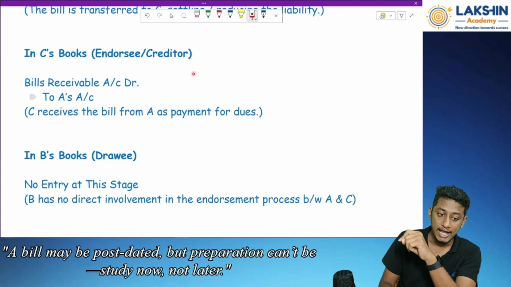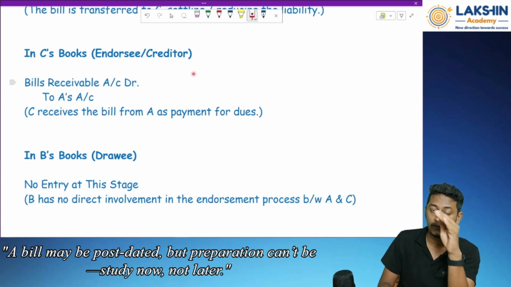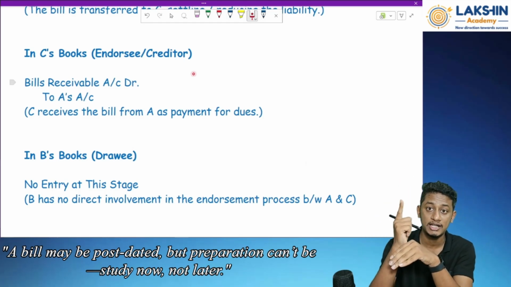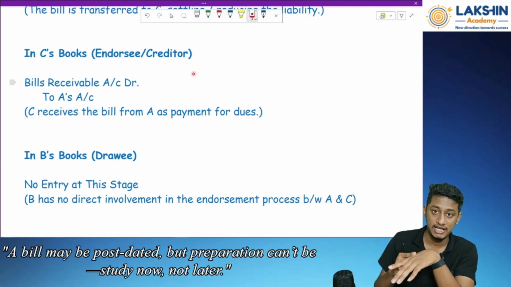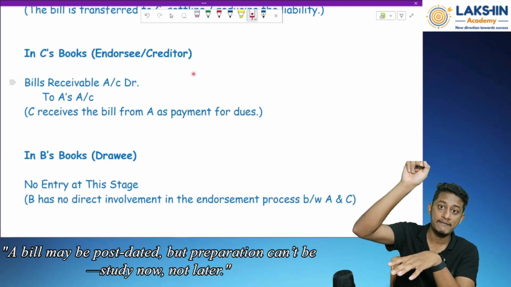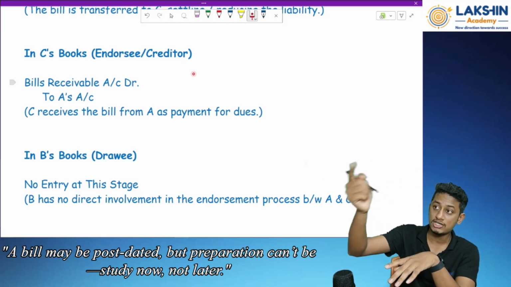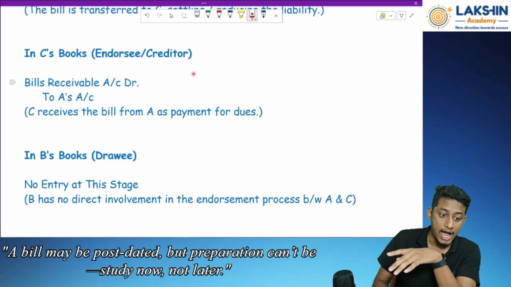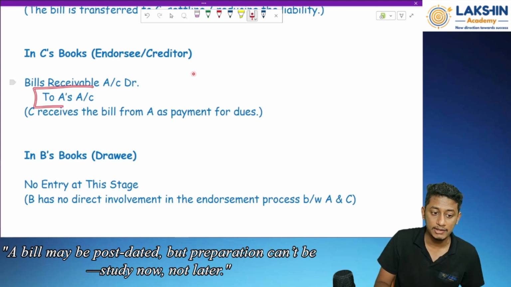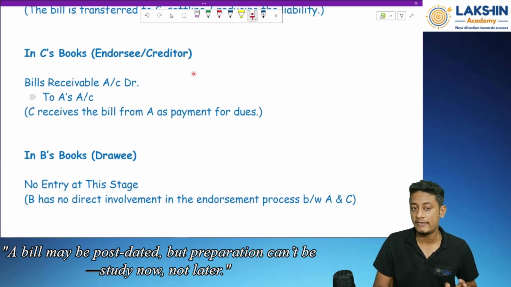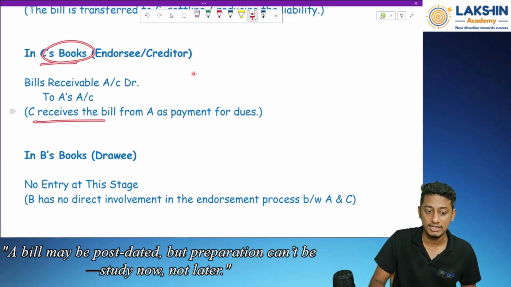And I am crediting Mr. A's account. Why? Because from the point of view of Mr. C, Mr. A is what to him? Mr. A is a debtor to him, because Mr. A was supposed to make the payment to Mr. C. Because of this, in the books of Mr. C, Mr. A will be a debtor. Now, because I have received the bill for the payment, I can reverse this account. To reverse a debtor's account, I will credit the account. This is how we pass the entry for endorsement in the books of Mr. C. So C receives the bill from A as the payment for dues.